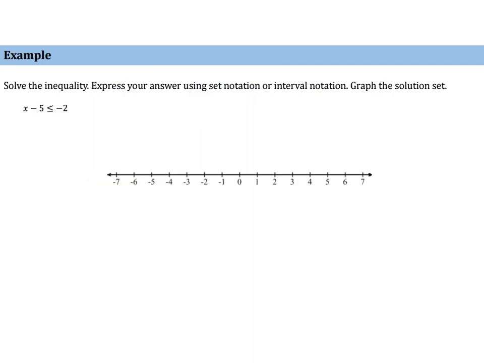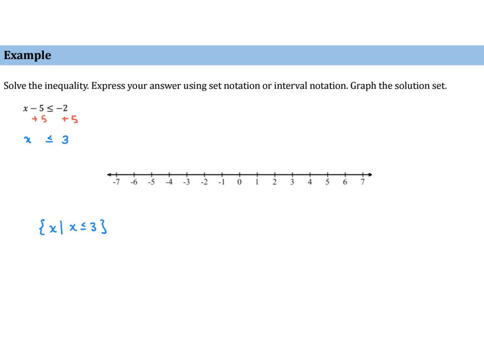So, if we have x minus 5 is less than or equal to negative 2, and we want to solve that, well, we can just isolate x by adding 5. So, our inequality is preserved. X is less than or equal to 3. So, in set notation, we would write the set of all x's where x is less than or equal to 3. If we're going to write it in interval notation, let's do the graph first.